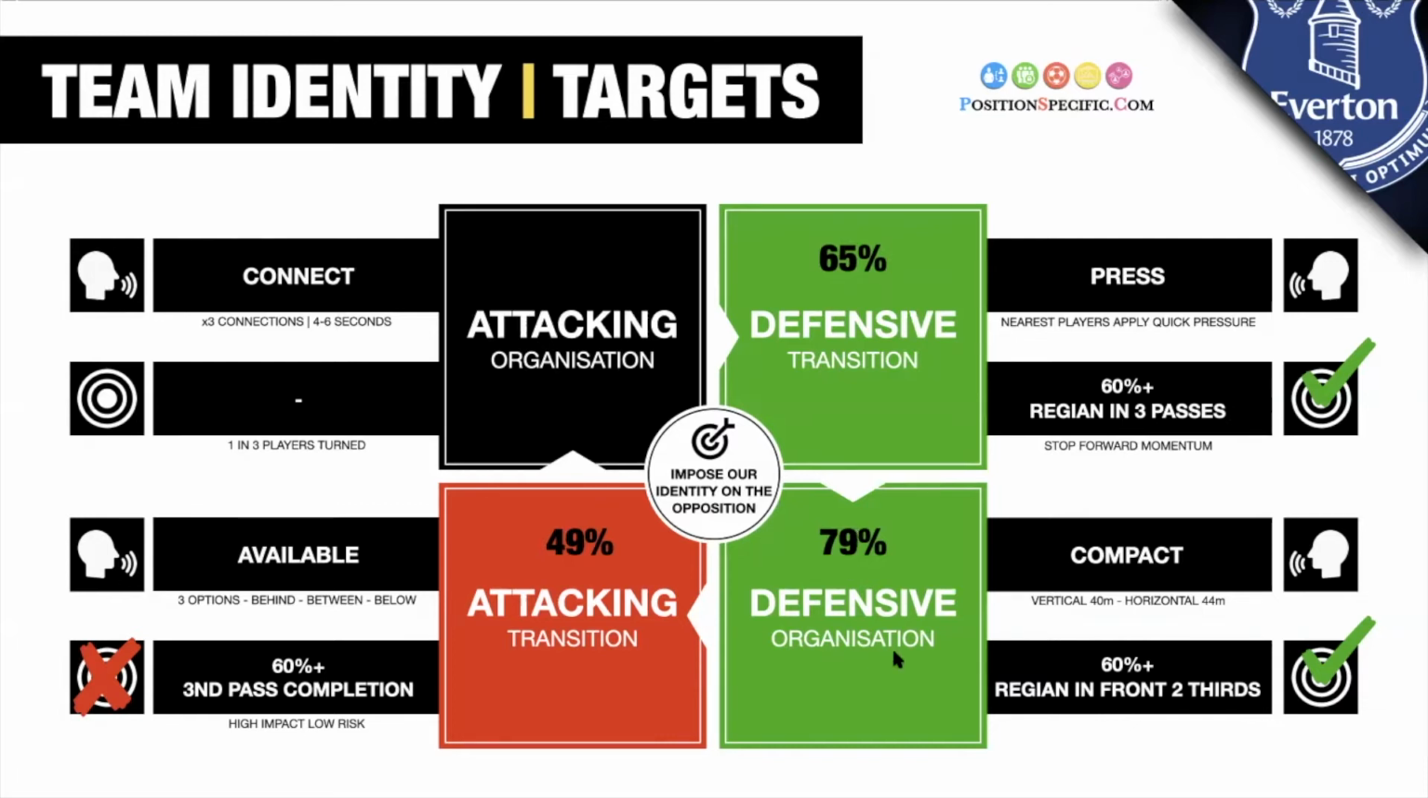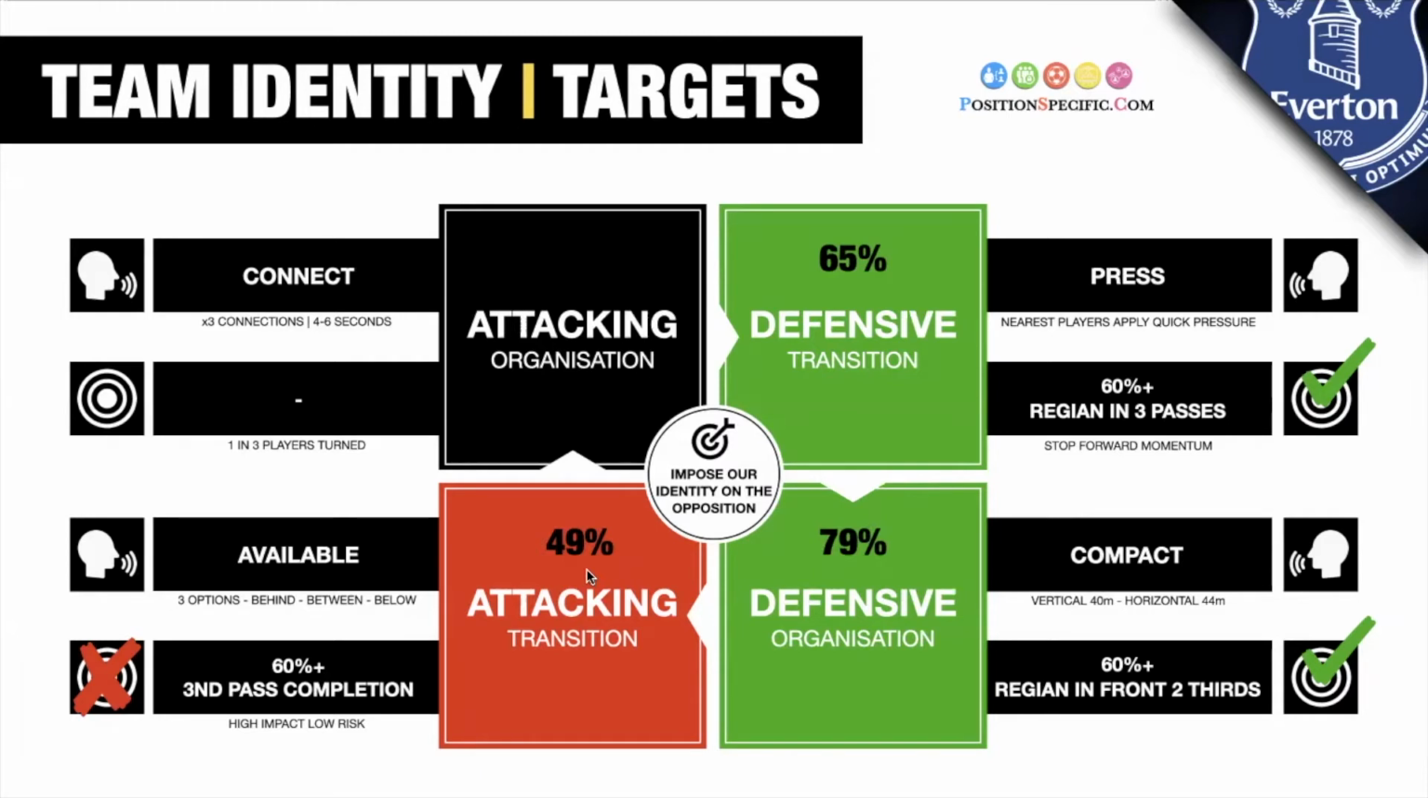Looking at defensive organisation, so again 60% plus. We're looking to regain the ball in the top 2/3, and the score was 79%. So great score. That gives us a clear idea that we're quite organised when we're working in a medium to high block. What I would say is there was a couple of performance problems within this that cost us a few goals, which we'll go over later in the video. But again, a great score from the players.